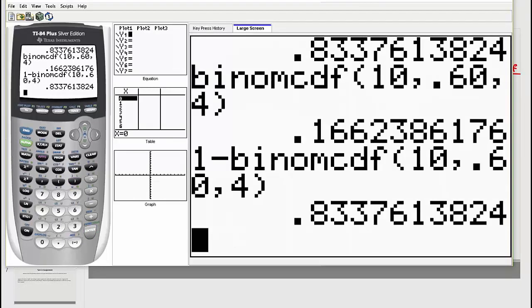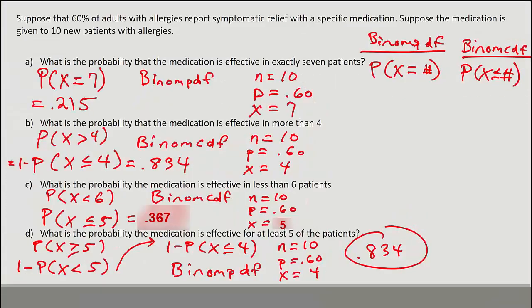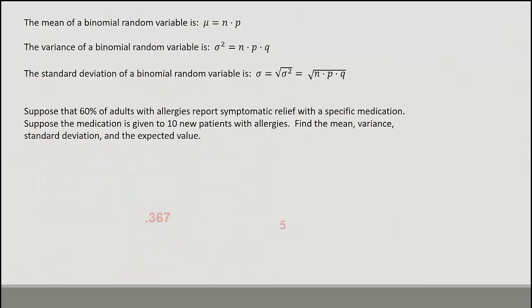All right, so you guys have now seen the bulk of the situations when it comes to these binomial probabilities. All right, quickly wrapping this up. This is a long video. All right, lastly I'm going to ask you to find the mean, variance, and the standard deviation of a binomial random variable. Okay?